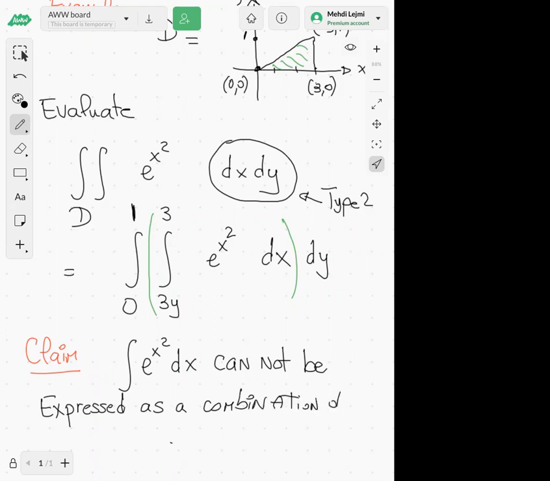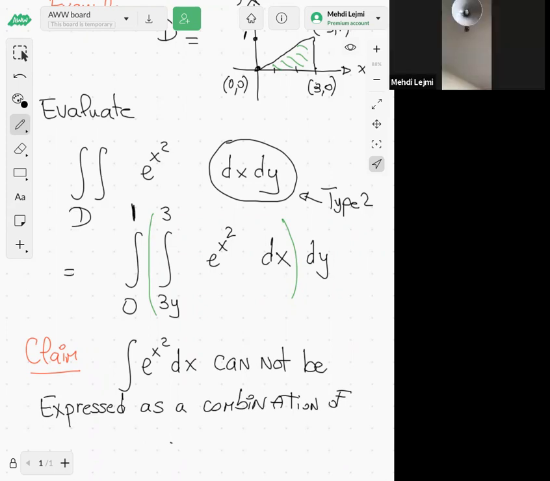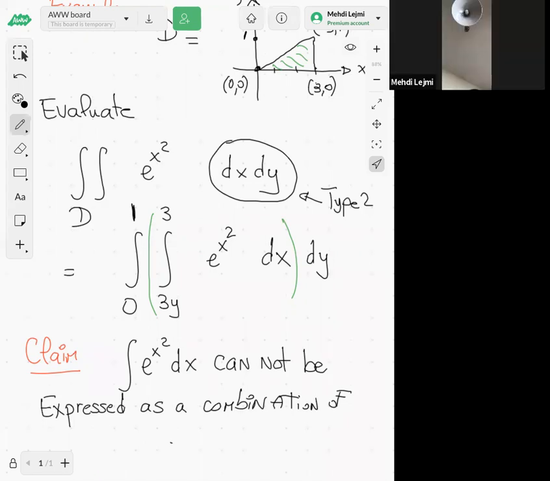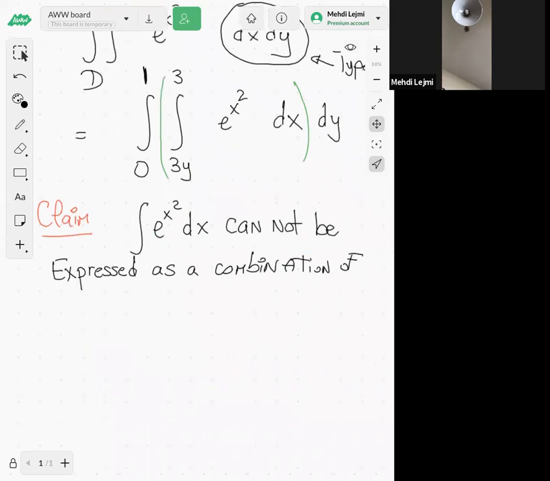Yeah, right. But if we change the order, it will be exactly for substitution, and it will be easy. Yep, absolutely. And that's why changing the order of integration sometimes is useful. Yeah, absolutely, a good point. So this cannot be expressed as a combination of elementary functions.